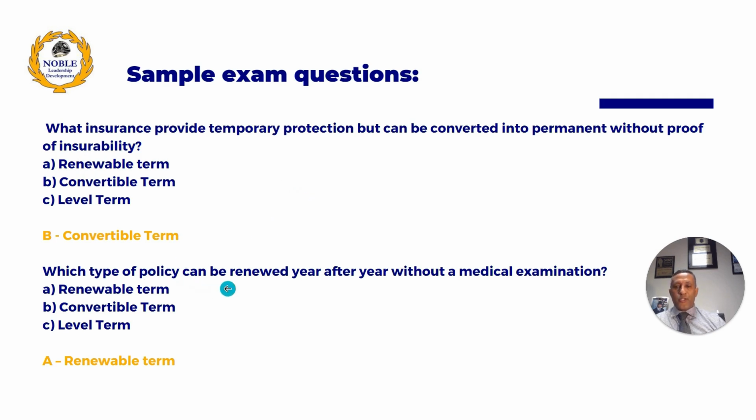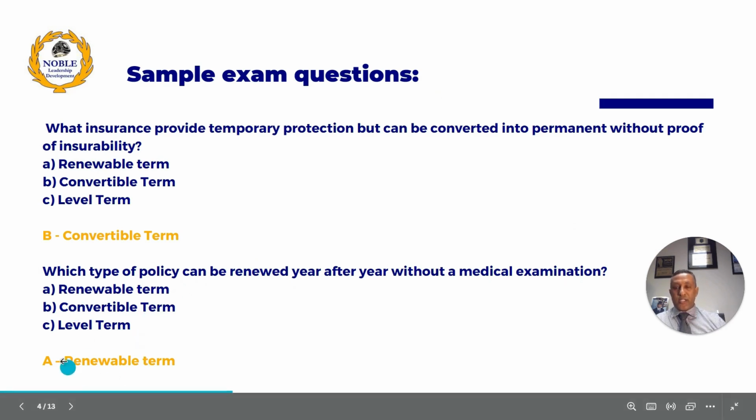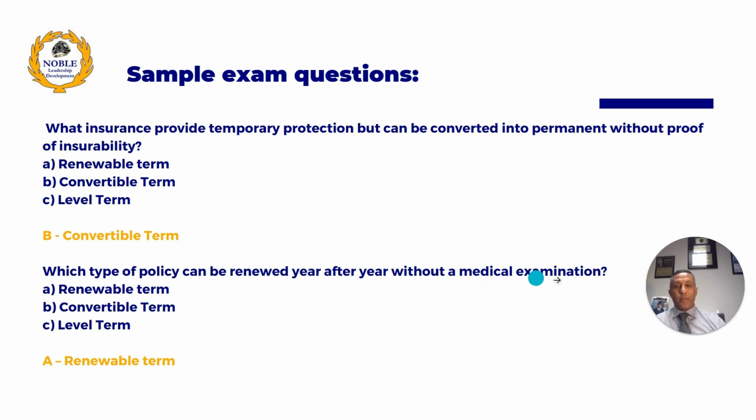Which type of policy can be renewed each year after a year without medical examination? So without proof of insurability, the same thing. They can ask you on each one, right? Which type can be renewed year after year without medical examination? Renewable term, convertible term, and level term. And the answer is renewable term because it's been renewed, right? Renewed, but with no medical examination.